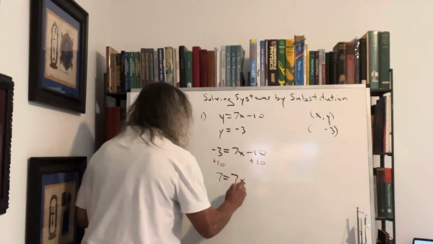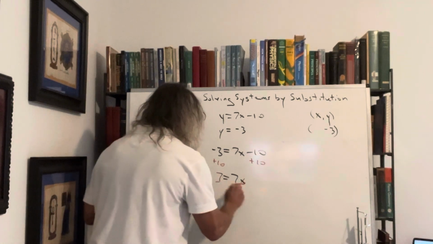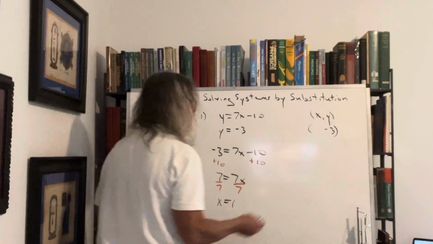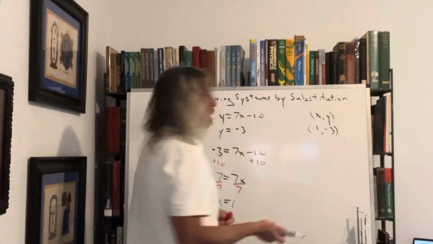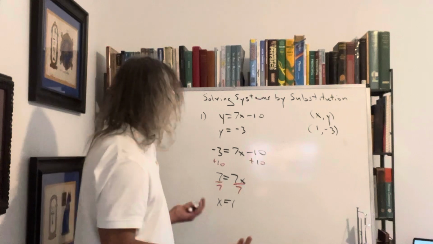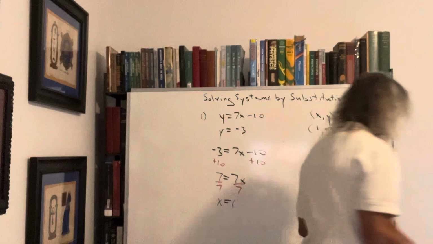7 is 7x, divide by 7. X is 1. 1, negative 3, that's our answer. So that's a little easier. Some of it's given for us. So there's one example. Then we got another one that's pretty straightforward, and then we'll do some more involved ones.